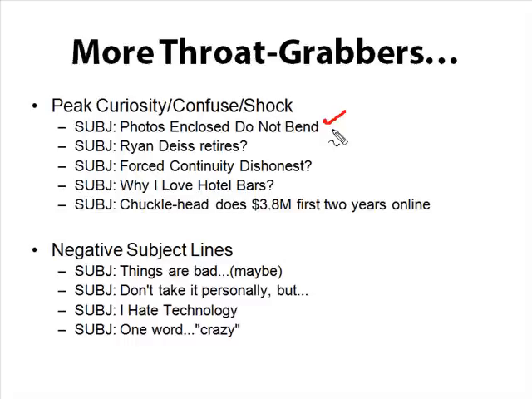It's one of the most tested envelope teasers. In the direct mail world, if you are sending a direct mail piece with a photo inside, having a stamp on the outside that says "photo enclosed, do not bend" has been proven to get envelopes opened. So I figured if I got a photo enclosed in an email saying "do not bend," it's a little bit curious, it's a little bit confusing, hopefully that curiosity alone will get them to open it.